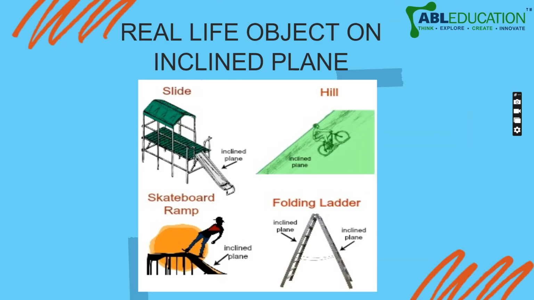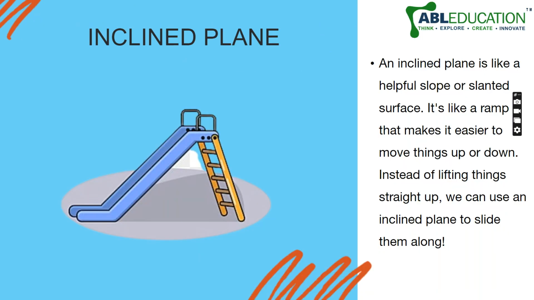So I'm just going to give you some examples of real life objects with an inclined plane, such as a slide, a hill, a skateboard ramp, or a folding ladder. So an inclined plane is like a helpful slope or slanted surface. It's like a ramp that makes it easier to move things up or down instead of lifting things straight up.